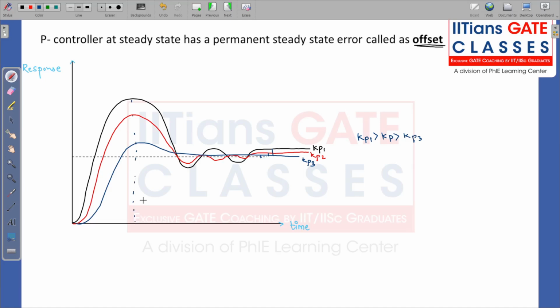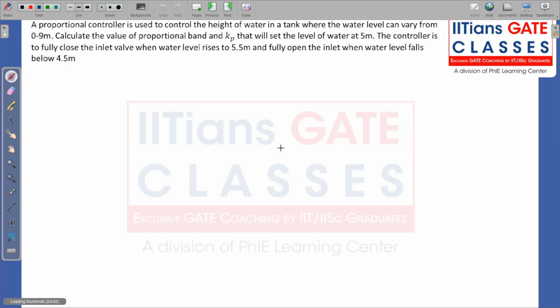So basically what I am telling is that the proportionality error over here is more, Kp is more compared to Kp2 compared to Kp3. And why we need this offset? Already I have explained this to you. Now we have here a simple question. Let us try to solve it.